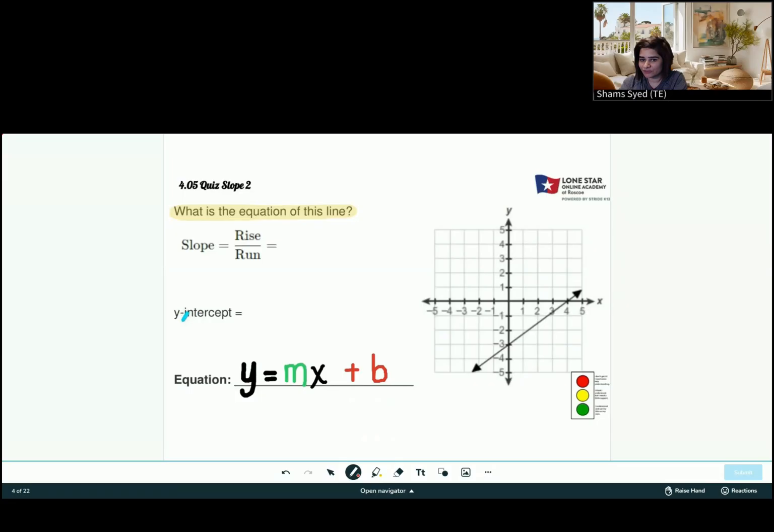B is coming from the y-intercept. We call it b. We will replace it with a number. Can you guys tell me what number will go for b? It is going to be 3, right? Here is b. B is 3.